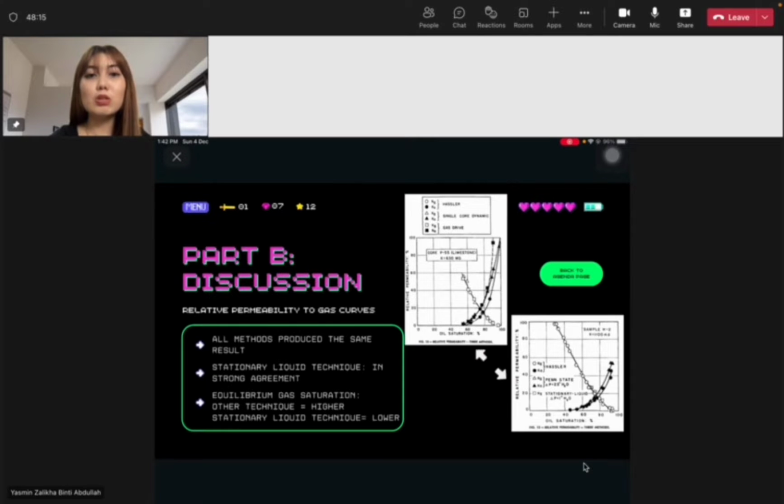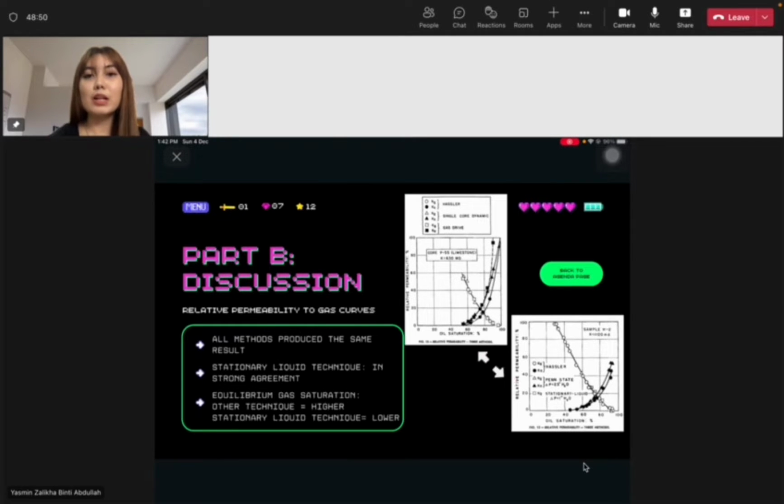For the relative permeability toward gas curve, we can conclude that all methods, which are Penn State method, single core dynamic, gas drive, and Hassler technique, produced the same result as we can see from the graph in figure 12 below and figure 13 at the top. For the stationary liquid technique, the relative permeability toward gas curve produced is in strong agreement with the other methods for some cases. The relative permeability to gas produced by the stationary liquid technique was lower than the other methods in the region of equilibrium gas saturation. In comparison to the value achieved by other techniques, this led to a higher equilibrium gas saturation.